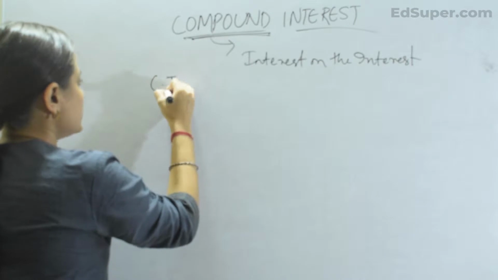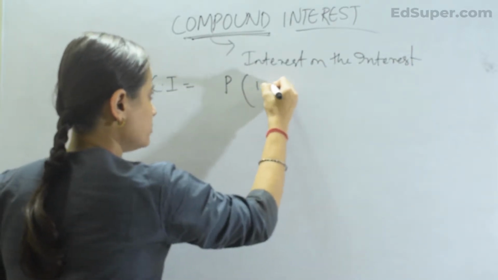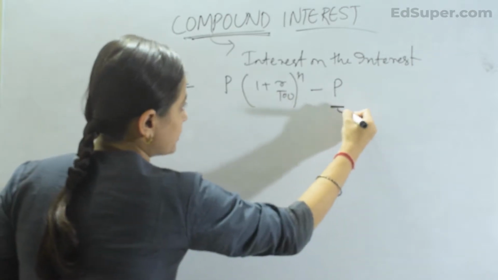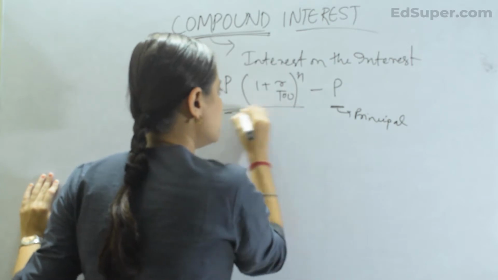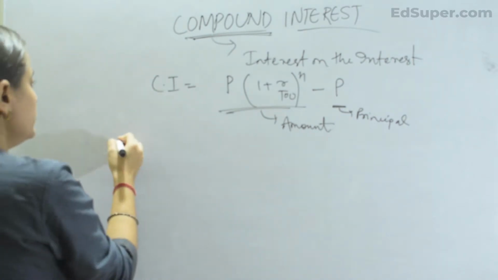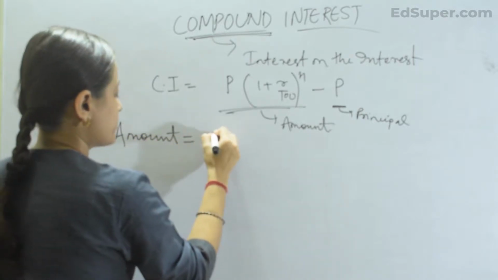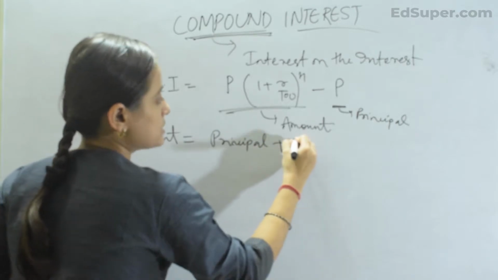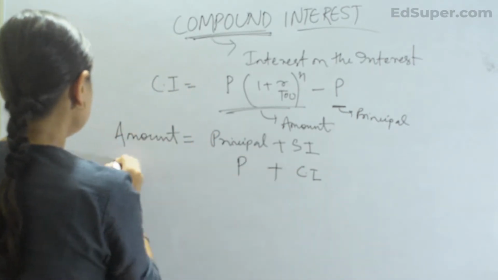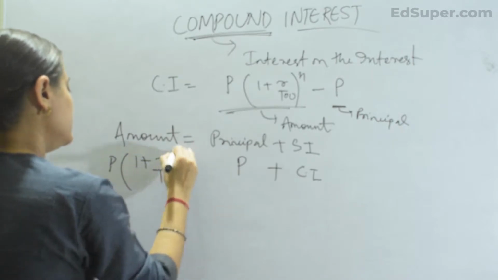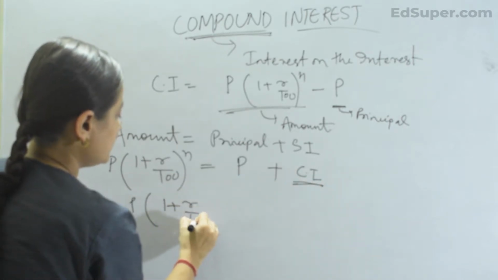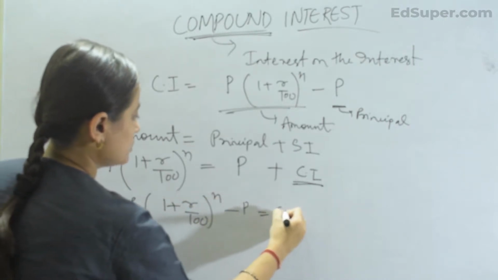The formula will be compound interest equals P into (1 plus R by 100) to the power n, minus P. This is your principal and this is your amount. In the previous simple interest, what I wrote was amount equals principal plus SI. Similarly here, principal is P and your amount is P into (1 plus R by 100) to the power n. So CI equals P into (1 plus R by 100) to the power n minus P.